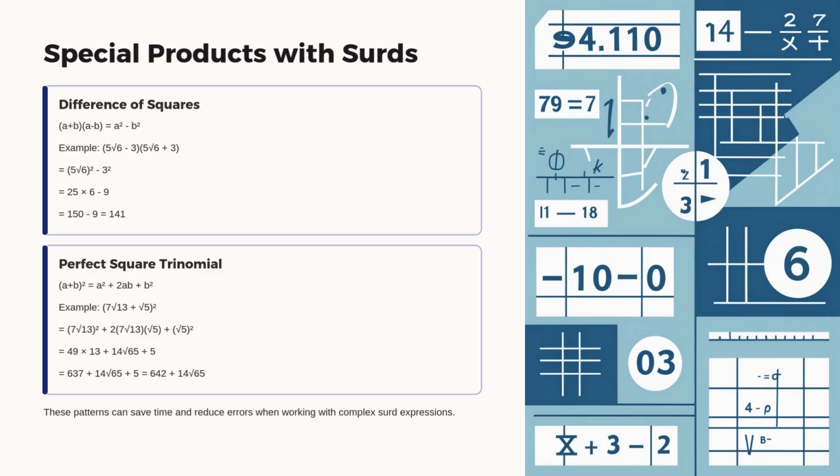This is obtained by squaring 5 times square root of 6 to get 25 times 6 and squaring 3 to get 9, equals 150 minus 9, equals 141. This is obtained by subtracting the constants.